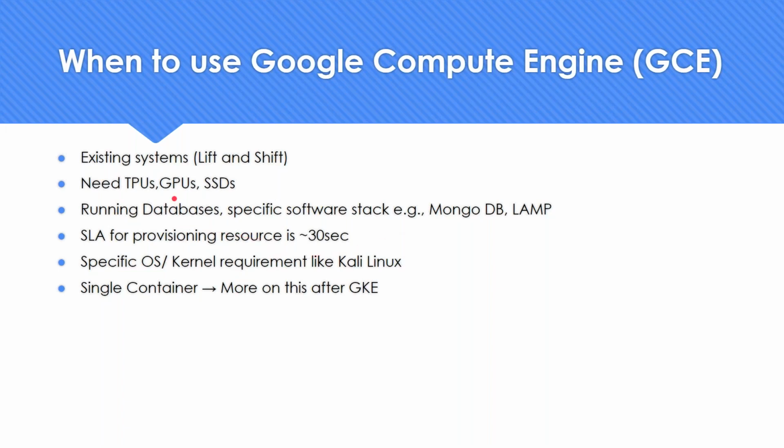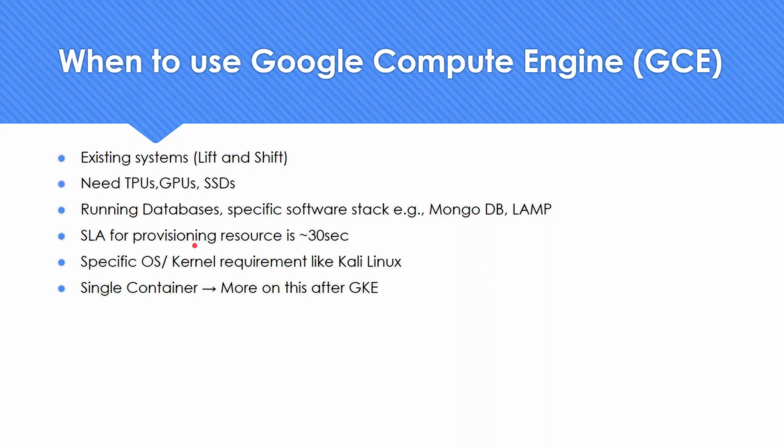If you need a Tensor Processing Unit, this is something very specific to Google. If you want TPUs, GPUs, local SSDs, then again a virtual machine could be a good choice. Or if you have a specific requirement, you want to run MongoDB, you want to run some deep machine learning capabilities with specific tools, or Linux, Apache, MySQL, PHP, the LAMP stack, you can go with Marketplace, which installs everything on a virtual machine. If you have such a requirement, you can go with virtual machines.